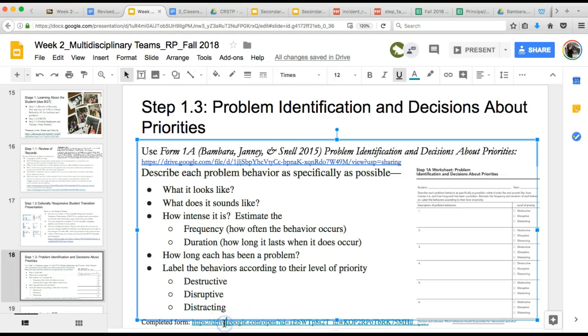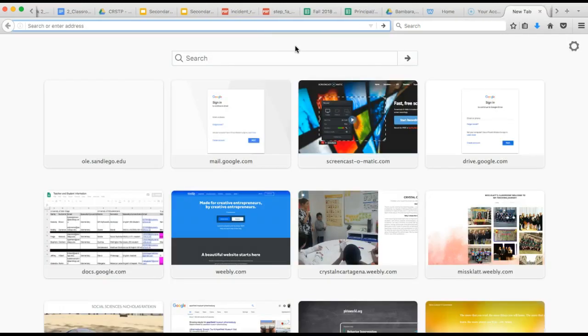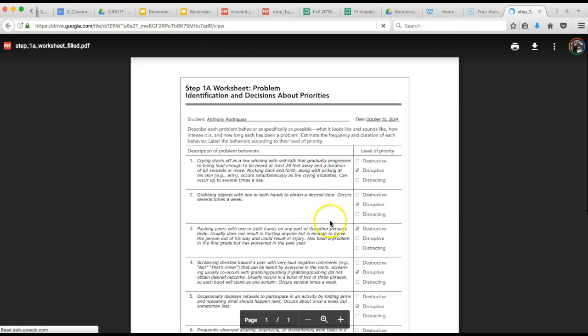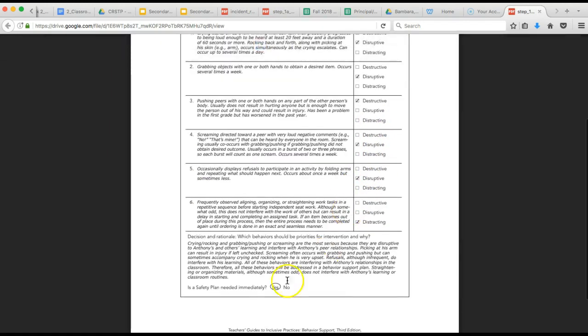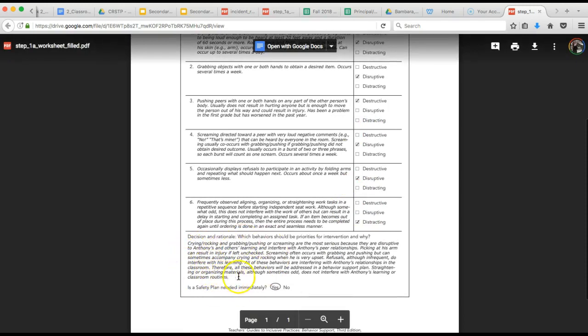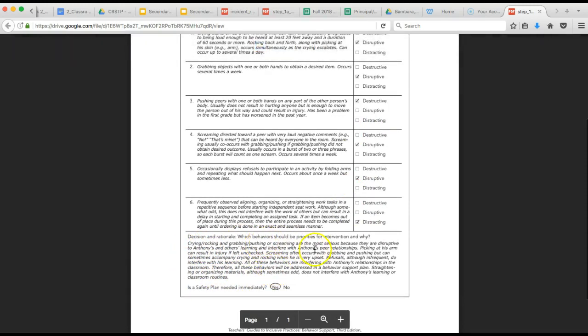So let me just open this and see if we can get it. And when you look at it, you can see this is how they filled it out, and then they marked which ones were there. And at the bottom, they made a choice on which behaviors they were going to look at.